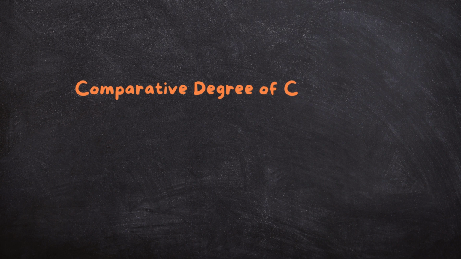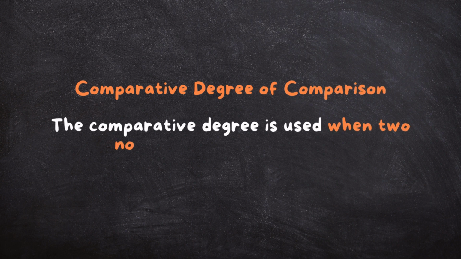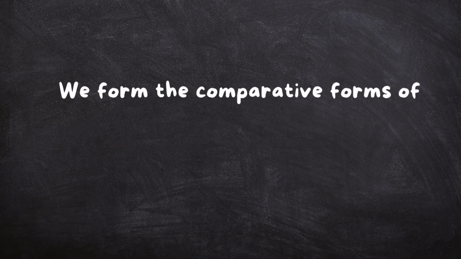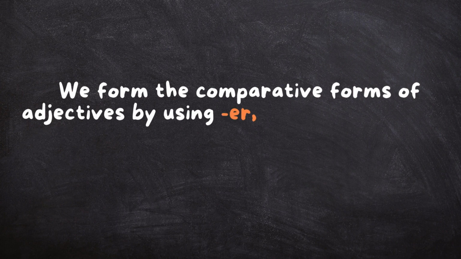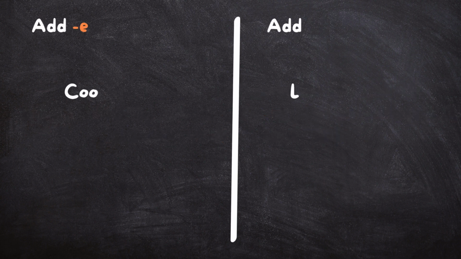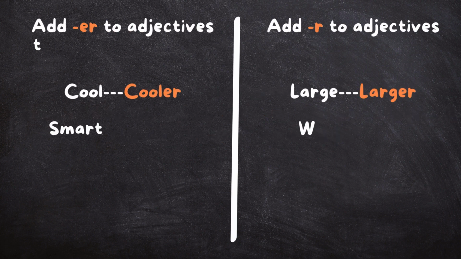Now, the comparative degree of comparison. The comparative degree is used when two nouns are to be compared. We form the comparative forms of adjectives by using er, r, ier, or using the words more and less. Let's see how to use this.